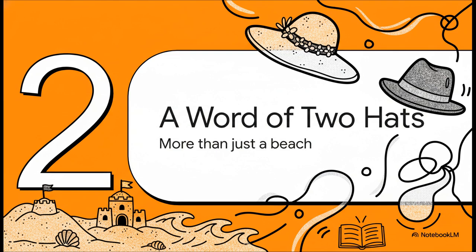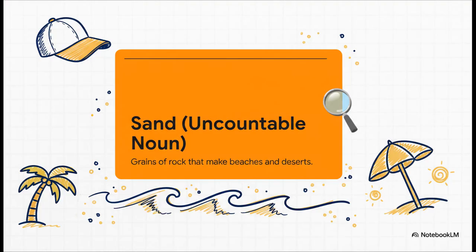Okay, so when we pull up this super simple page, what's the first thing that jumps out? Well, it's that sand isn't just sand. It's a word that wears two totally different hats. First up is the hat we're all familiar with. Sand, the stuff. An uncountable noun. It's that huge mass of tiny rock grains. The example they give is perfect. Jane goes to the beach, lies on the sand.